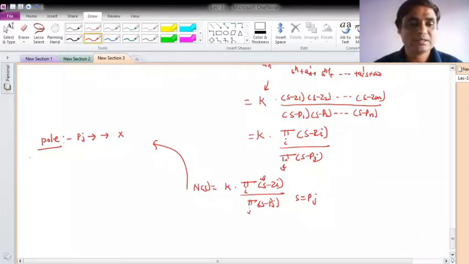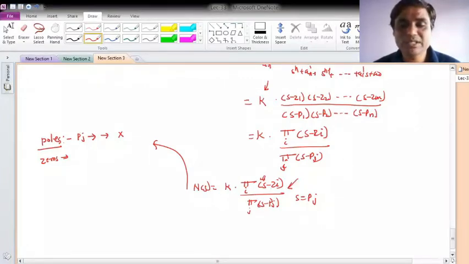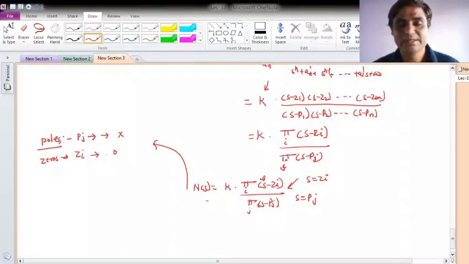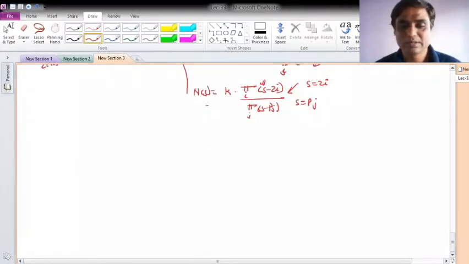And what will be zero? Zeros are the values of s for which my network function will become zero. So if you look at this, for which values of s will N(s) become zero? If I substitute s equal to zi, what will happen? Your network function will become zero. So all the zi will be the zeros, meaning the roots of the numerator are the zeros. And the symbol for representing zeros is a circle. So this way we have defined the poles and zeros.